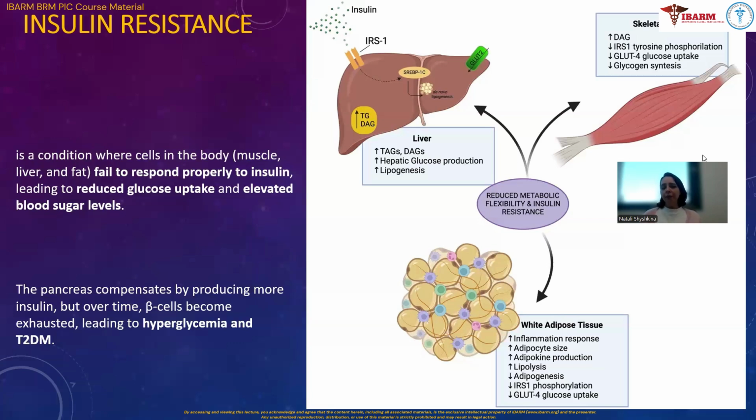So the pancreas tries to compensate for this by producing more insulin, etc. And over time, it will lead to beta cell dysfunction and to severe stages of diabetes. So step by step, but everything starts from insulin resistance. As you can see on this slide, it's very simple.